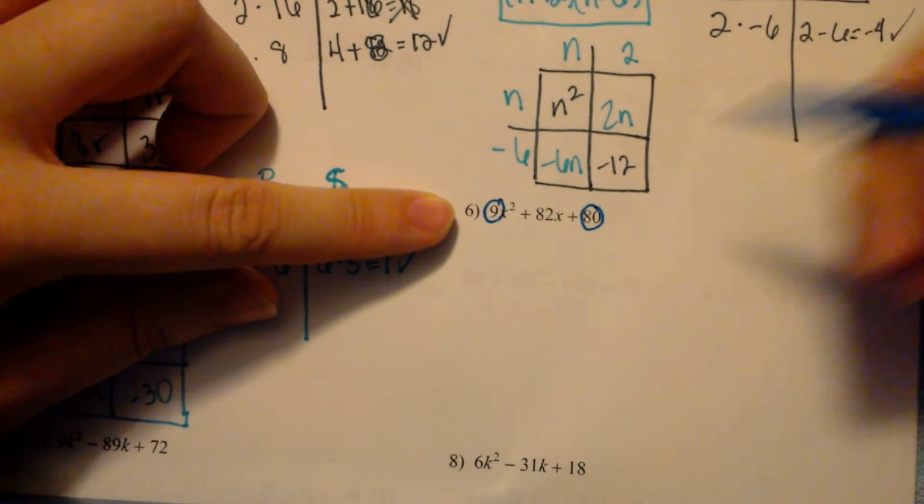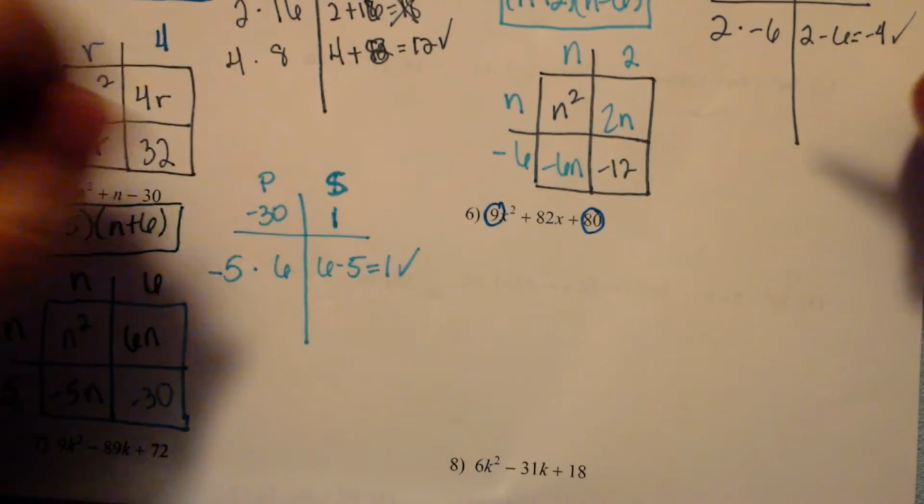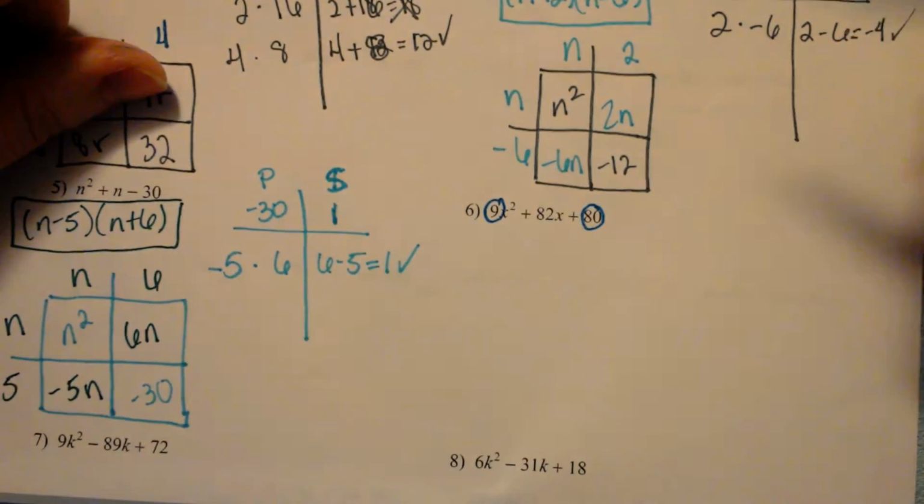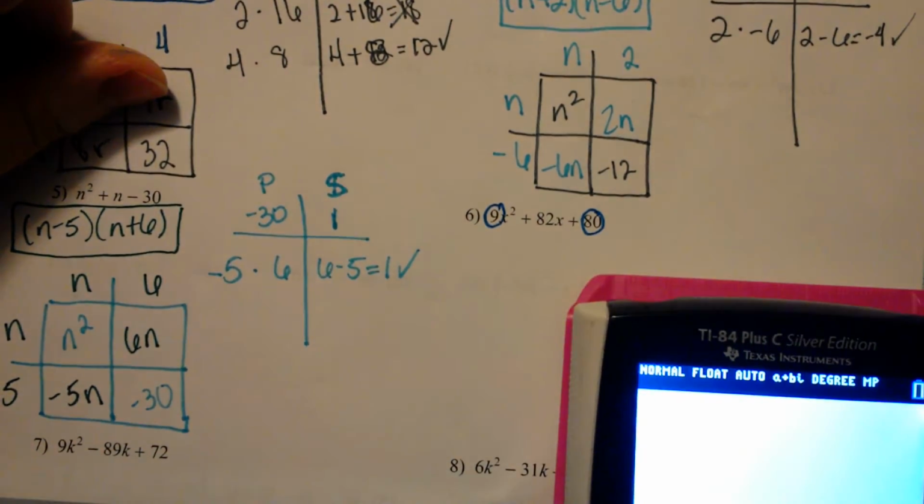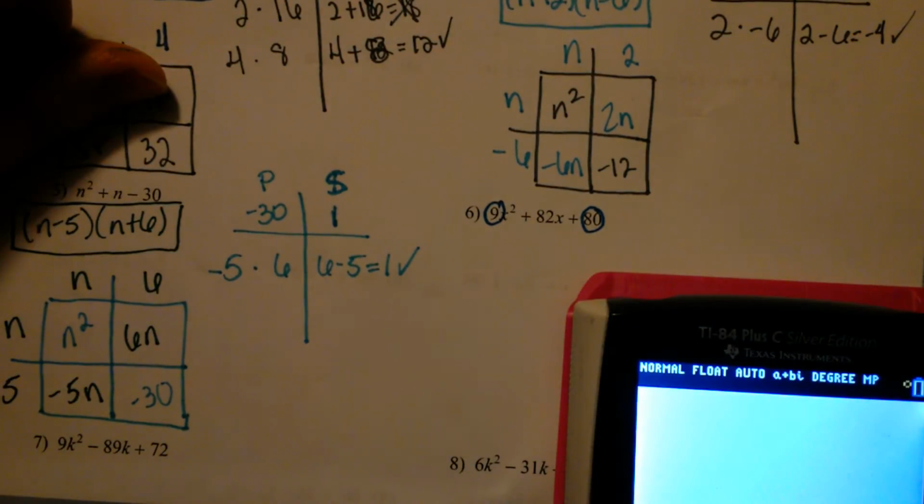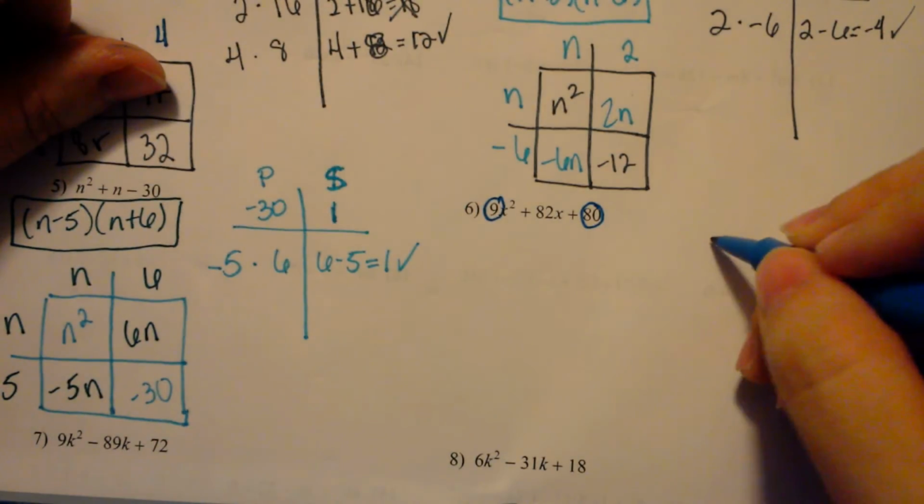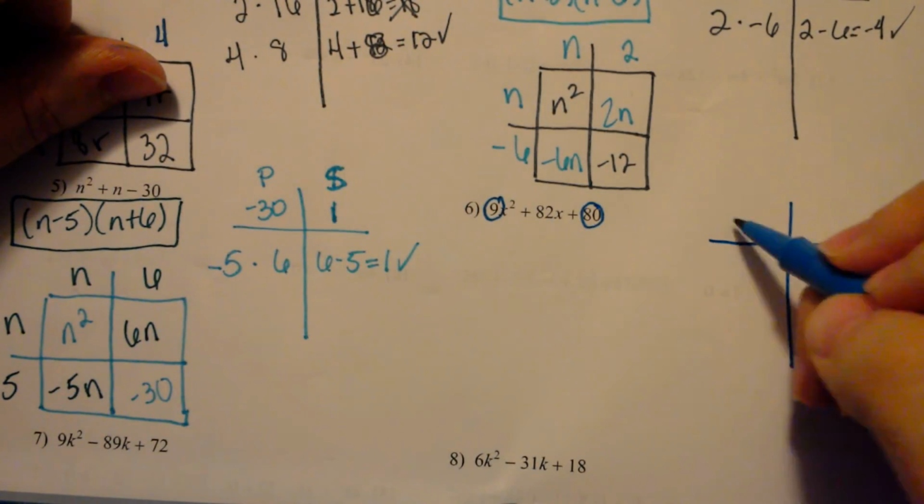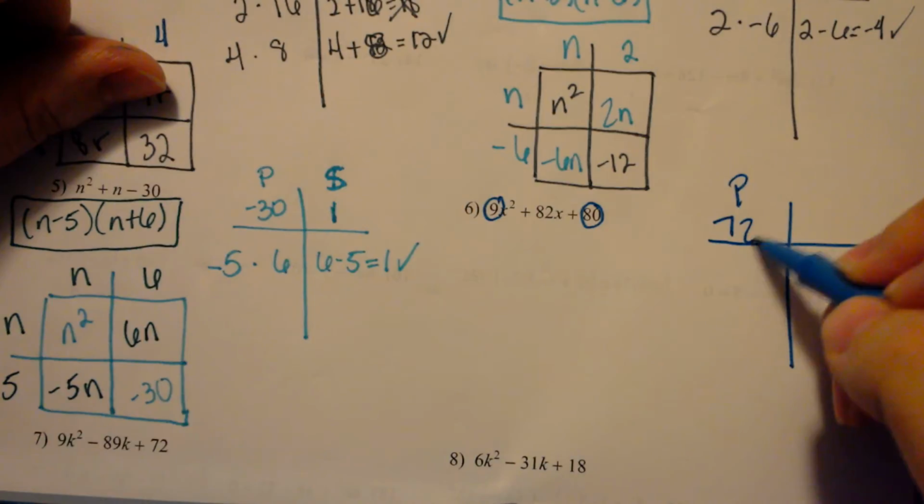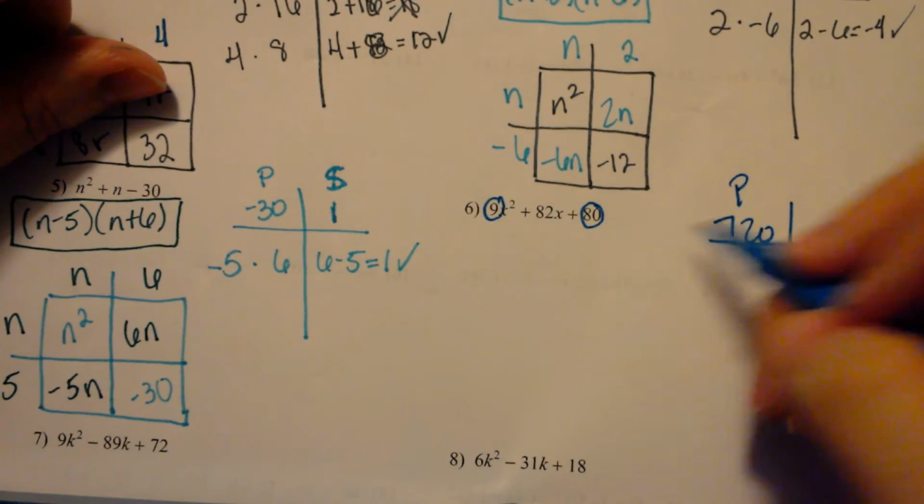I'm going to multiply the first and the last terms together. So 9 times 80 gives me 720. So that's what I need to multiply to get. So my product is 720. My sum is 82.